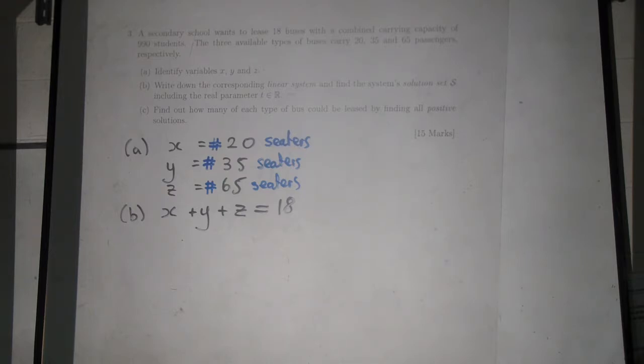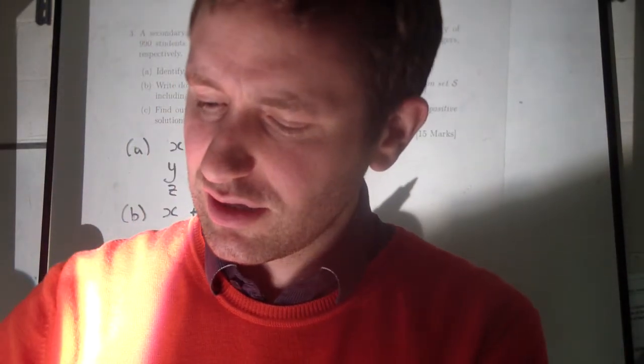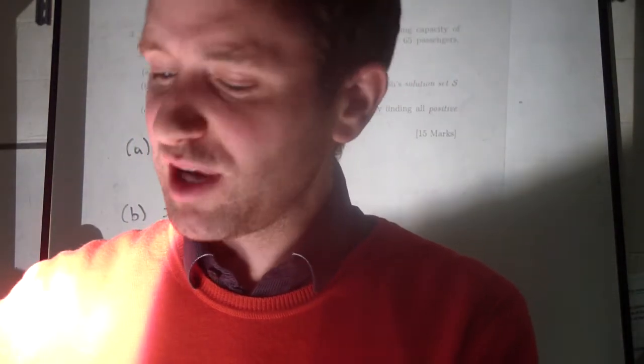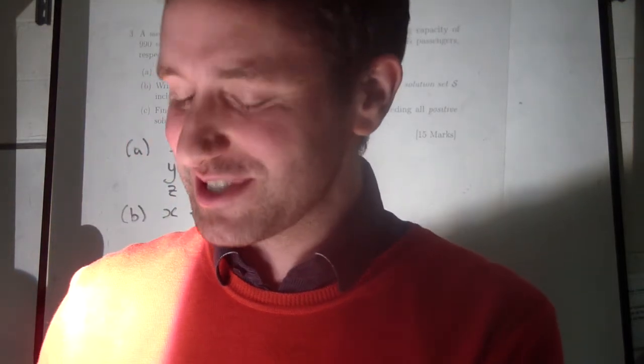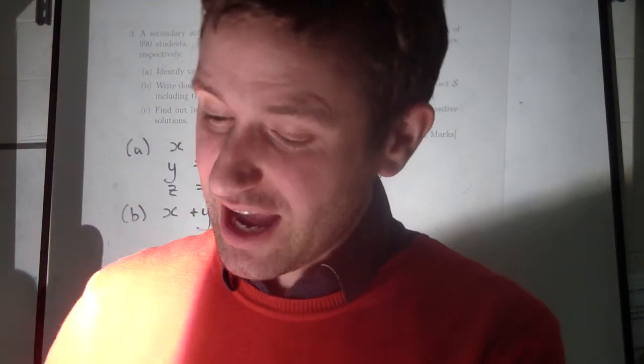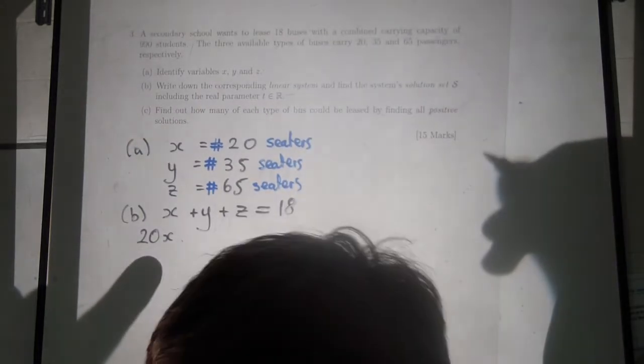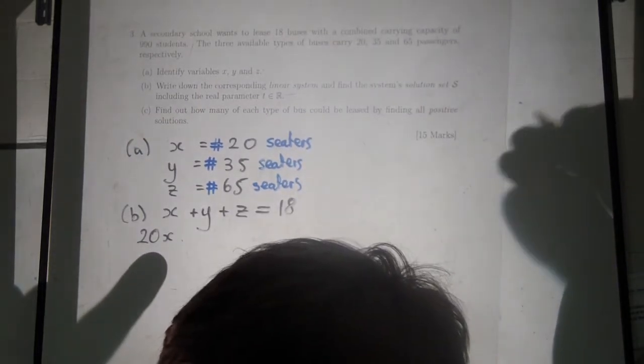Seats, students, same difference. Bums on seats. So if you've got one 20-seater, that's 20 by 1 seat. Two of them, 20 by 2. Three of them, 20 by 3. Four of them, 20 by 4. x of them, 20 by x seats. That's how many seats in the x 20-seaters.